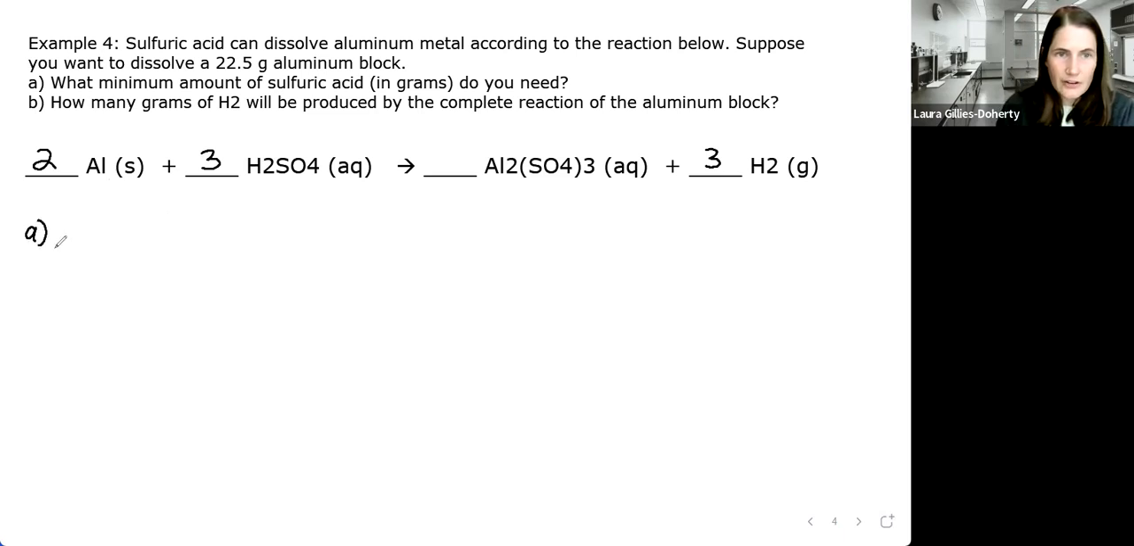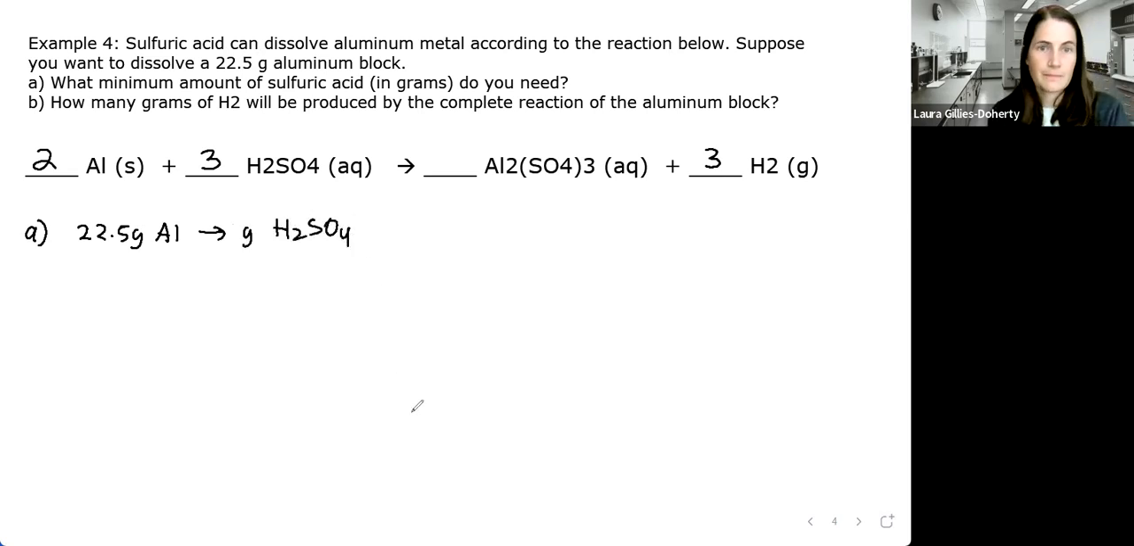So let's work on part A first. What's the minimum amount of sulfuric acid to react with all 22.5 grams of aluminum? So we want to go from 22.5 grams of aluminum to grams of H2SO4. So we're going to go from grams of one reactant to grams of another reactant. And because we're using the mole ratios, this is going to tell us exactly how much sulfuric acid we need to react with all of the aluminum based on our balanced chemical equation.